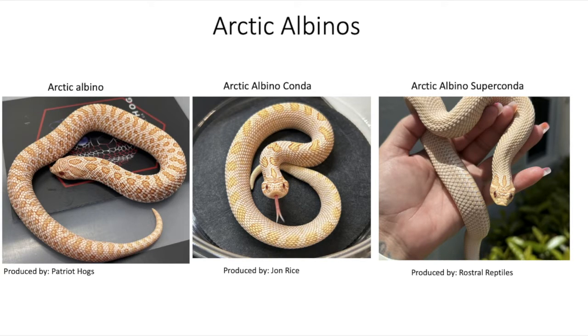And here are some examples of Arctic albinos. We have just a regular Arctic albino on the left-hand side. The Arctic gene lightens up the background a lot, and it usually outlines the saddles or the spots, making them pop more. And then in the middle, we have an Arctic albino conda, so including the other incomplete dominant, the conda gene. And then all the way on the right-hand side, we have the Arctic albino superconda.